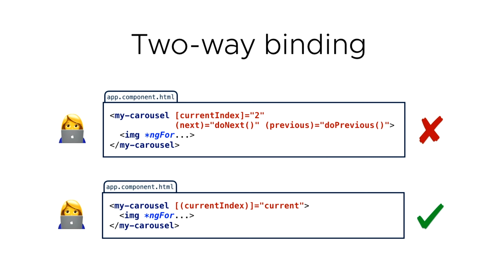So here, when the user clicks next or previous, the current property for the application will be updated, and they can react to that any way they want. Okay? So much easier, and it does the same thing. So this is the part where you might not know. How do you do a two-way binding?